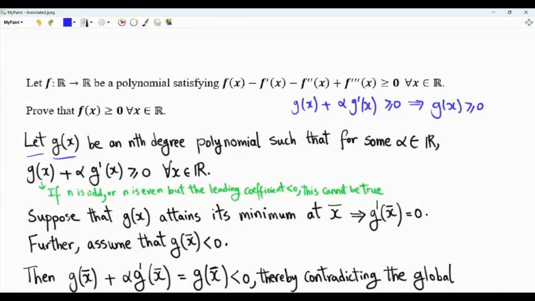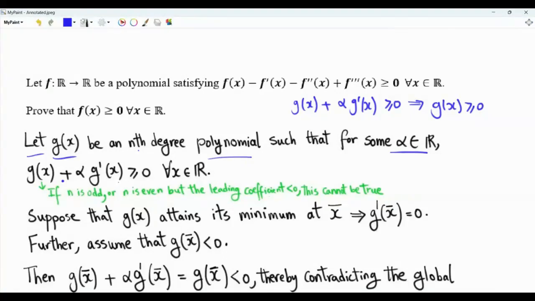Let g of x be a polynomial of degree n, and for some alpha in R, so alpha is just a real number, a constant, g of x plus alpha g prime of x is non-negative. If this is true, we want to show that g of x itself is greater than or equal to 0. Note that if there is a polynomial satisfying this inequality, then its degree cannot be odd. If the degree of g of x is odd, then it tends to minus infinity as x tends to plus or minus infinity, and this inequality cannot be true.